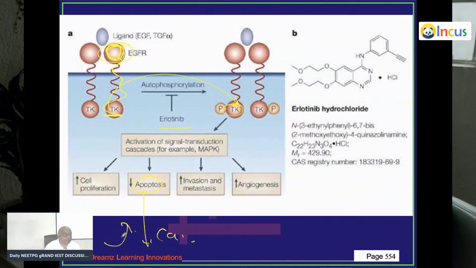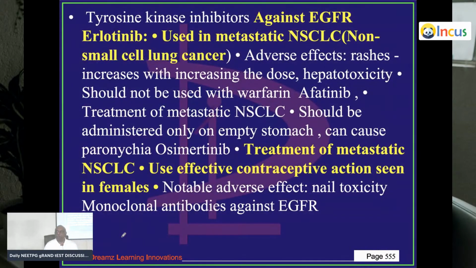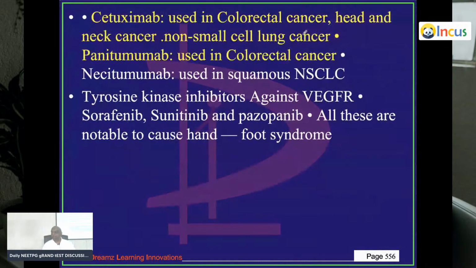Clear? Am I clear? I have given you a list, my child, the whole of the nibs and ablies, our life depends on the nibs and abs. Go and read the 1200 pages notes, it is the gold standard. Please don't miss it. It is used in metastatic non-small cell lung cancer.